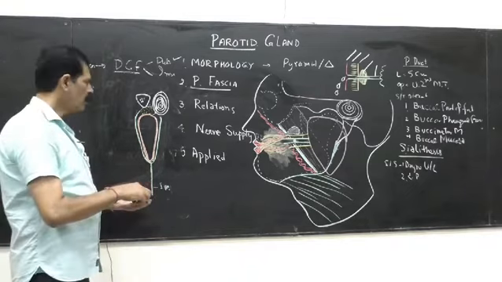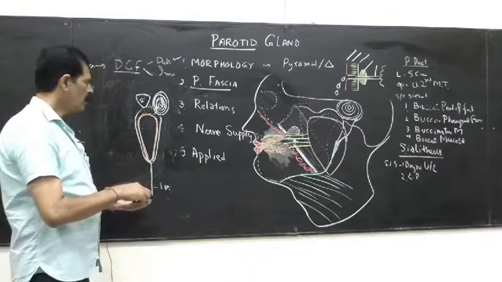So the parotid gland is related to three structures: one artery, one vein, and one nerve. The nerve, you know, is the seventh nerve. The vein is the retromandibular vein, and the artery is the external carotid artery. So three structures you have to remember: vein, artery, and nerve.